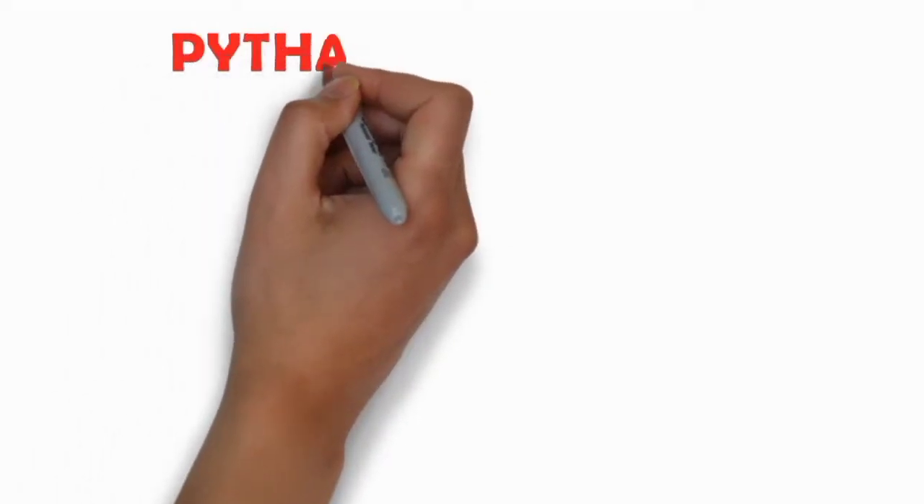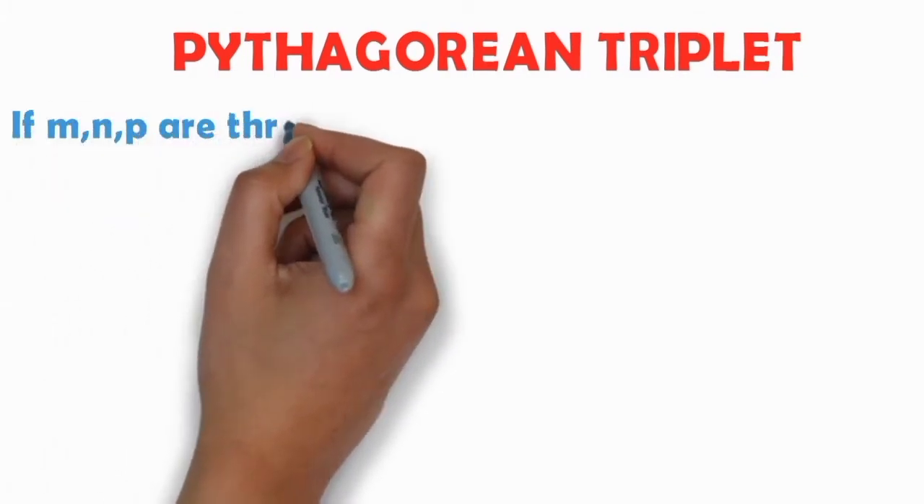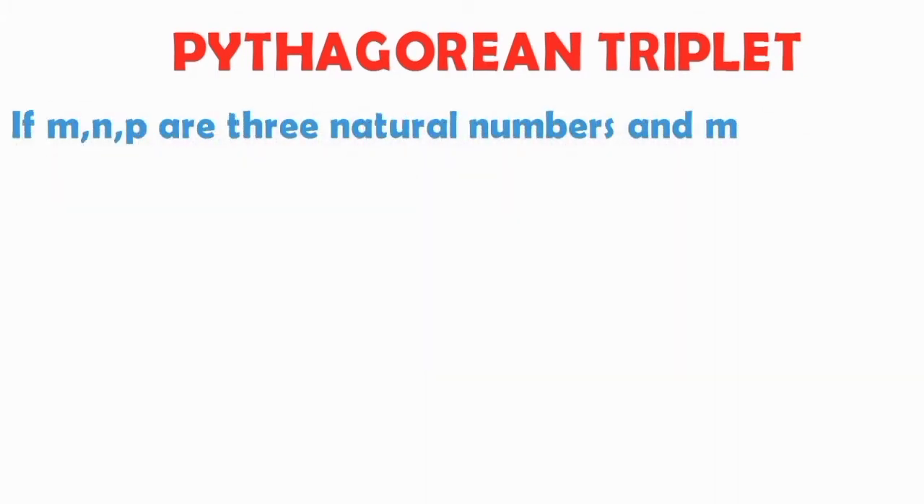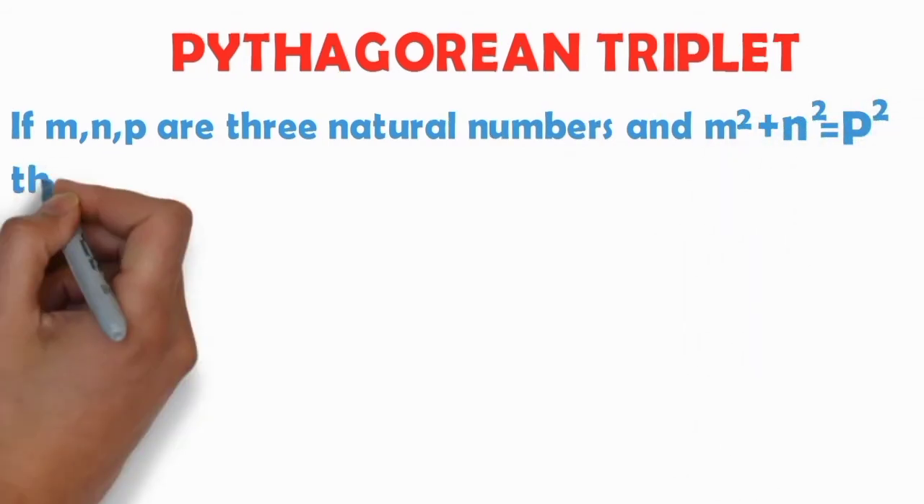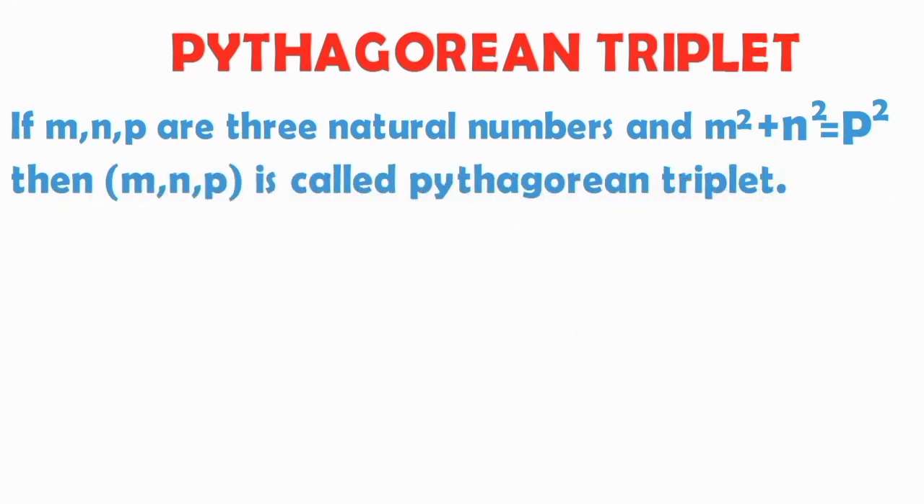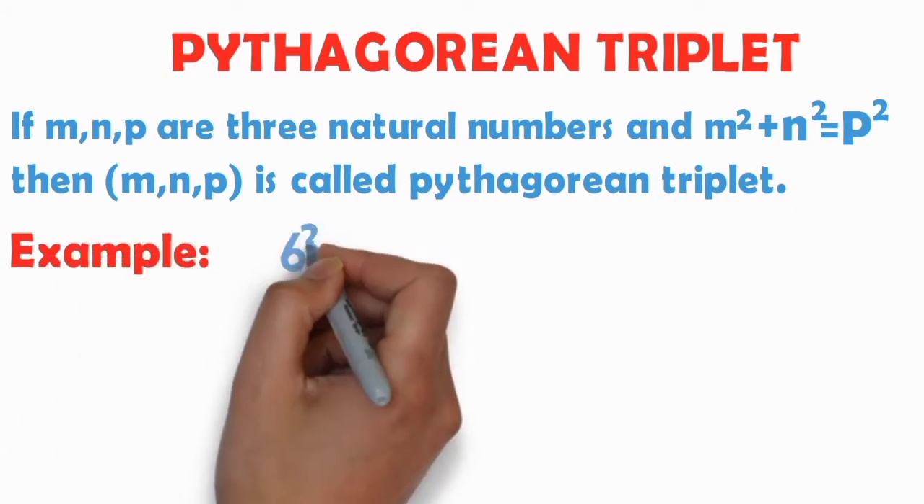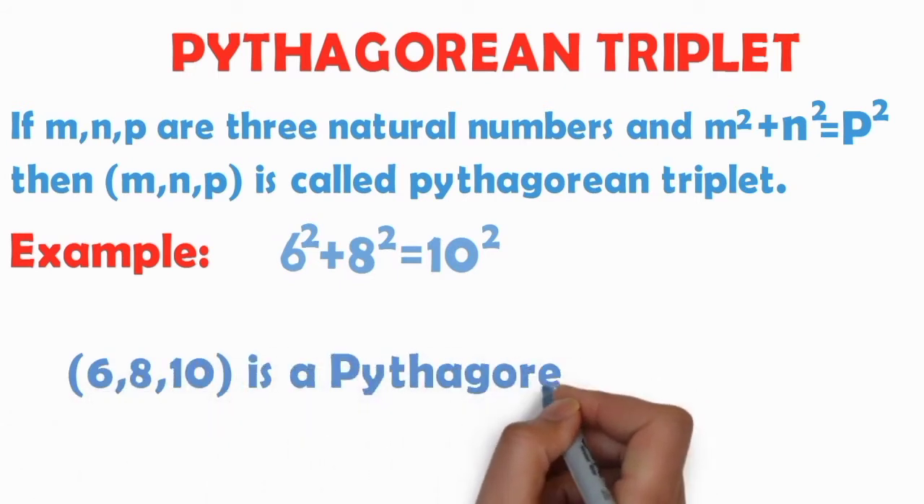First definition, the Pythagorean triplet. If m, n and p are three natural numbers, then m square plus n square is equal to p square. Then m, n, p is called a Pythagorean triplet. For example, 6 square plus 8 square is equal to 10 square. So we can check this. 6 square is equal to 36, plus 8 square is equal to 64, is equal to 100. That is the square of 10. So that's why 6, 8 and 10 is a Pythagorean triplet.